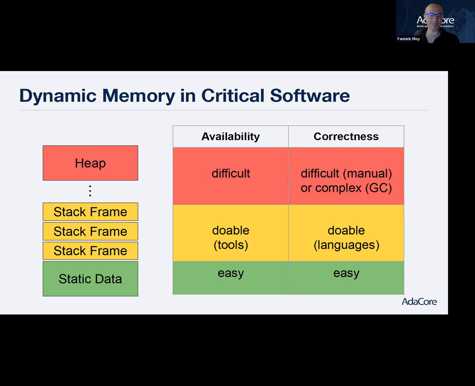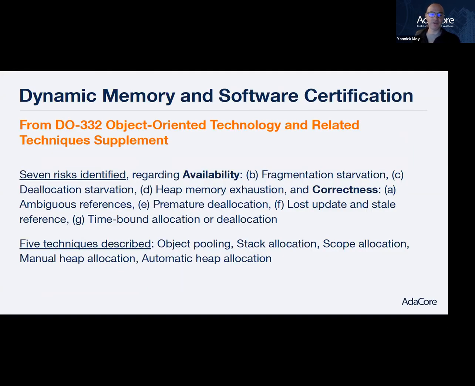Next slide, please. So in 2011, the current avionics standard for software development was issued, DO-178C. And with it came a supplement for object-oriented technology and related techniques. This DO-332 document identified 7 risks and mapped them to 5 known techniques for dynamic memory management.